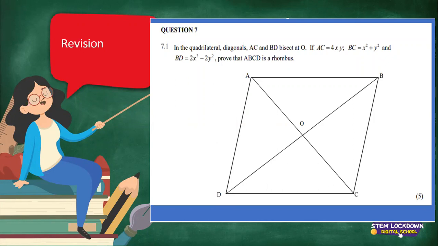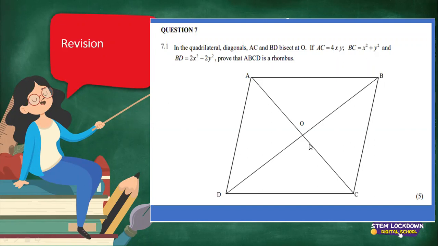So the third property is that the diagonals bisect each other at 90 degrees. That means the angle here is 90 degrees, the angle here is 90 degrees, and the angle here is 90 degrees. Another property of a rhombus. And then diagonals also bisect the corner angles. This angle equals this angle, and so on for each corner. Okay, those are the properties of a rhombus.